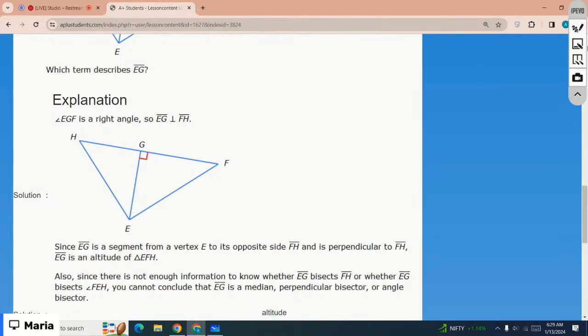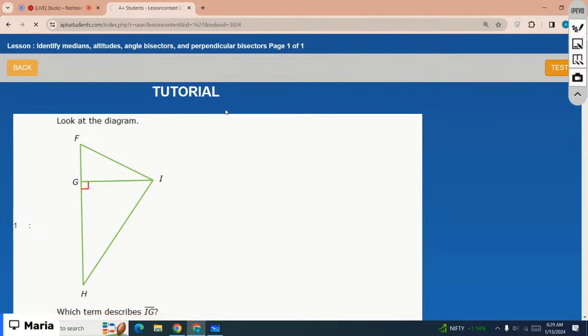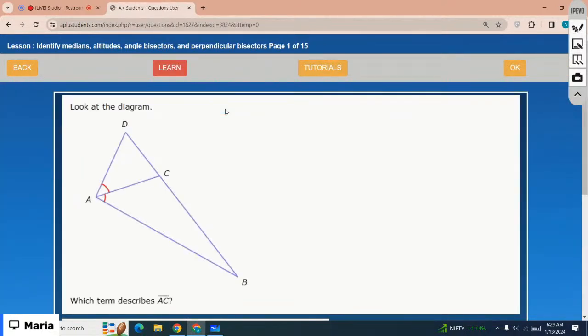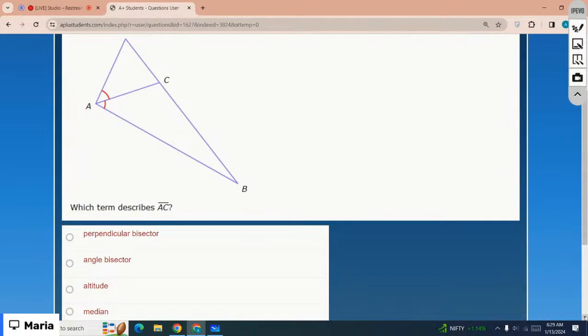Let's just start with the test questions. Okay, look at this diagram. Which terms describe AC, right? The options you are given are perpendicular bisector, angle bisector, altitude, or median. You have to see what the term for AC is, right?